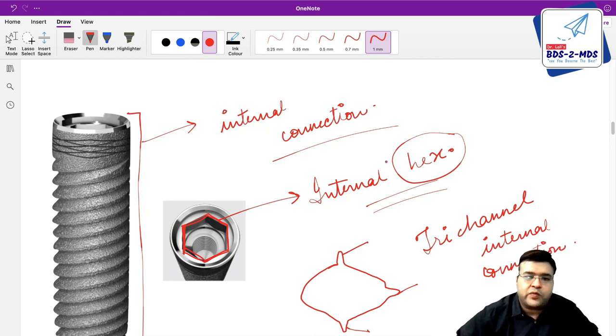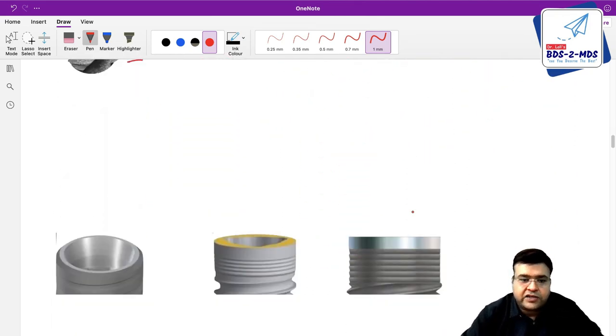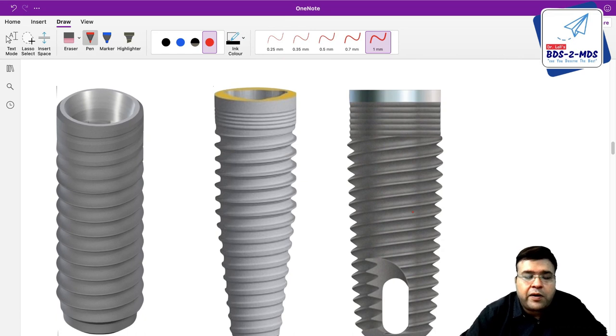So when you see this one, this is a hex, right? You have six sides. That is what we discussed: 1, 2, 3, 4, 5, and 6. So the six-sided one is called a hex. When you have three sides, this is called a tri-channel. So you have different types of internal connections. Now, when we talk about the different structures, what do you see here?